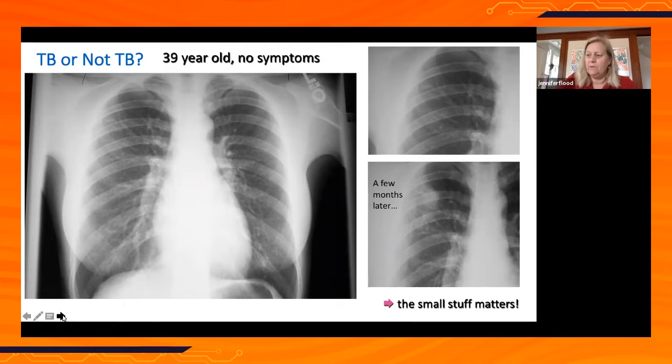In this 39-year-old woman without symptoms, her chest x-ray on first blush appears normal. But you can spot a linear density that is scar-like, that months later, over to the right, became more obvious. The linear density is an abnormality that can suggest active TB and is an indication for specimen collection. So you can see from this progression that the small stuff does matter. So you need to keep your eyes open for the more subtle findings.